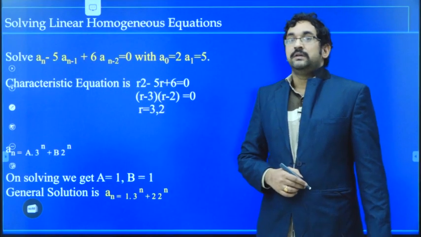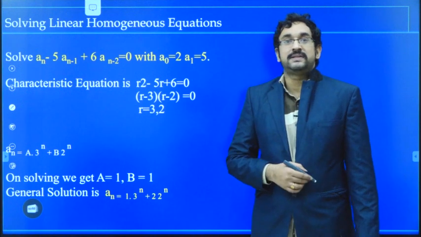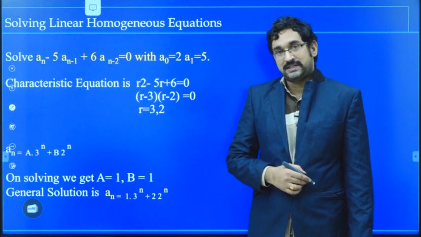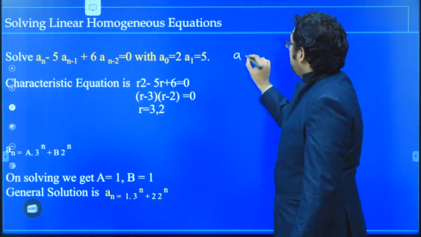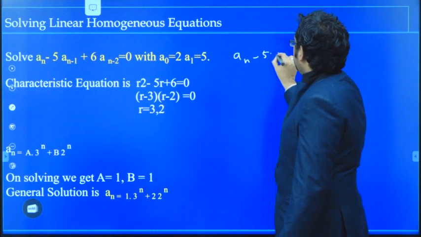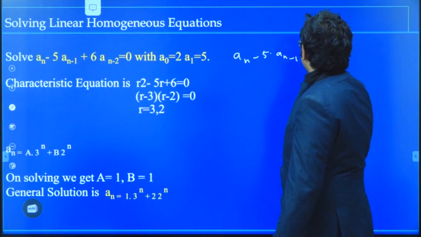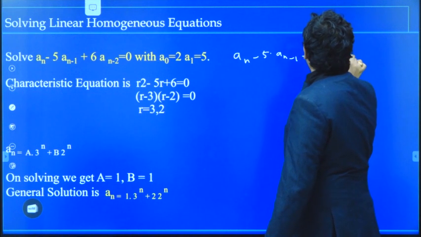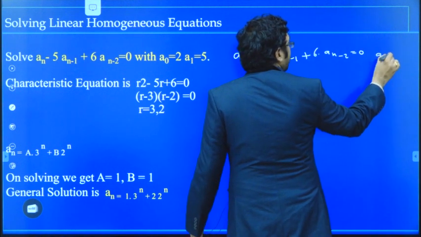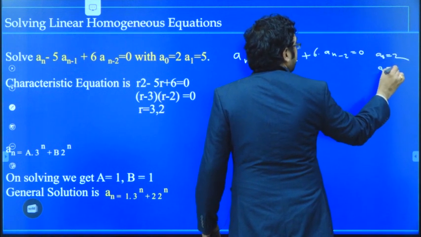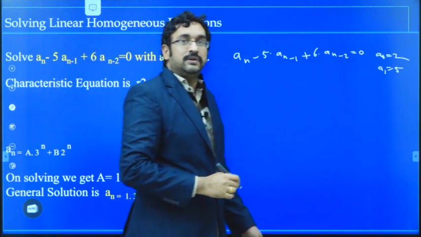Good morning all. Now, in today's class we will continue with solving linear homogeneous recurrence relations. See the problem: solve a_n - 5a_{n-1} + 6a_{n-2} = 0 with initial conditions a_0 = 2 and a_1 = 5. This problem you have to solve.